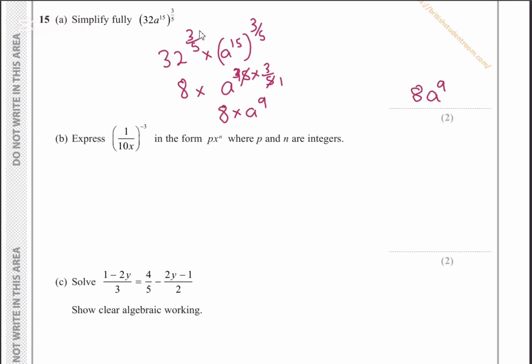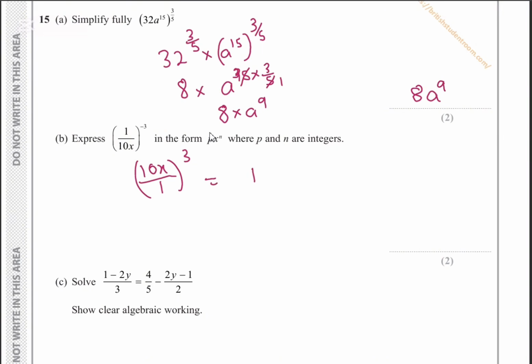Hope you understood it. Alright, express 1 over 10x, entire thing to the power minus 3. Whenever you get anything to the power minus a number, you have to flip it, flip the denominator and numerator, or find the reciprocal. So 1 over 10x becomes 10x over 1, and then you can make the power positive. You would apply this to any question in this format, and then follow the same thing as we did for part A.